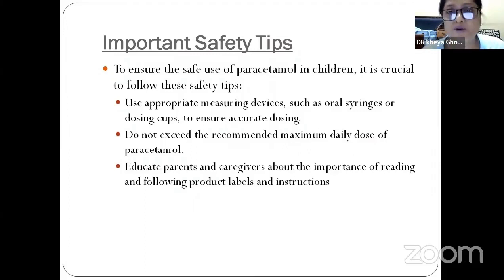Suppose 1.25 ml is very difficult to measure in the cup provided with the syrup. So you can tell them to use a 2 ml syringe and show them exactly this is 1, this is 1.5 ml. So to ensure accurate dosing, you should use devices like oral syringes or dosing cups. Do not exceed the recommended maximum daily dose of paracetamol. Educate parents and key caregivers about the importance of reading and following product labels and instructions.